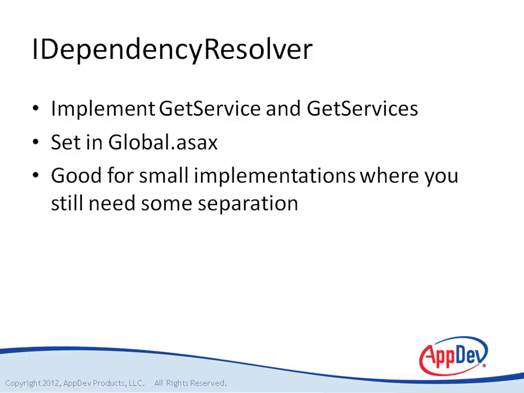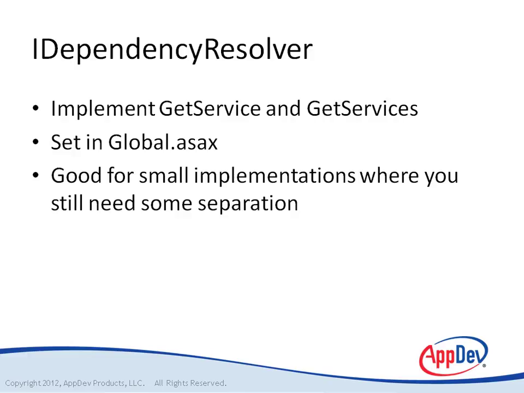This is good for small implementations where you still need some degree of separation. The problem with the lambda expressions is you are tightly coupled to that specific mapping. If instead you implement an IDependencyResolver, now you're abstracting that code out, you're putting it in its own area where you can keep track of it nice and tidy. But the other thing is, you may write other dependency resolvers that you need in different circumstances for different runtimes.